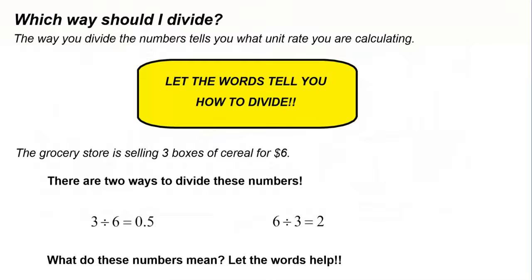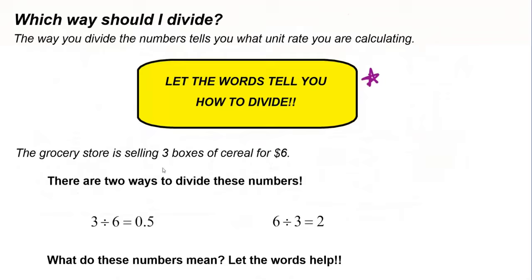Well, we know that if we divide numbers 2 different ways, we'll get 2 different answers. So how do I know which way to divide the numbers? Well, my tip is to let the words tell you how to divide. Okay, we're going to let the labels of our numbers tell us which unit rate we're finding. So let me give you an example.